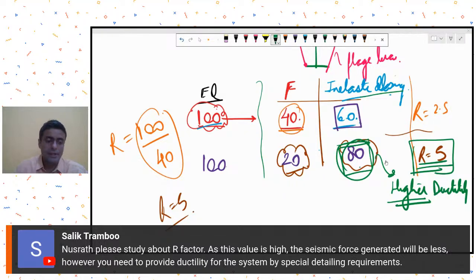Mr. Salik, I think he's answering to Nusrat. Yes, what he has written is right. I agree.